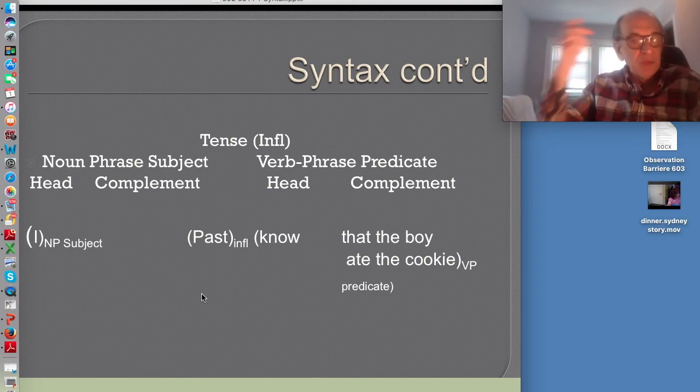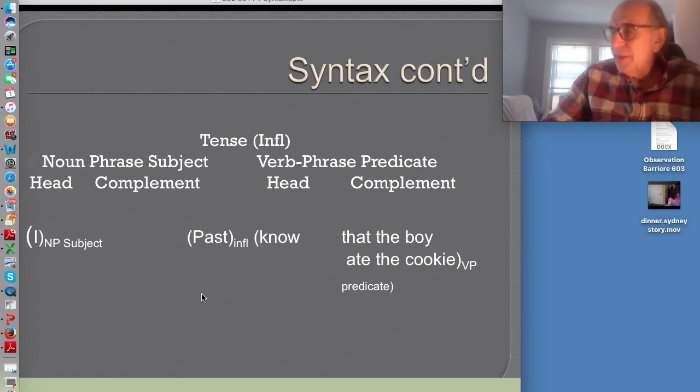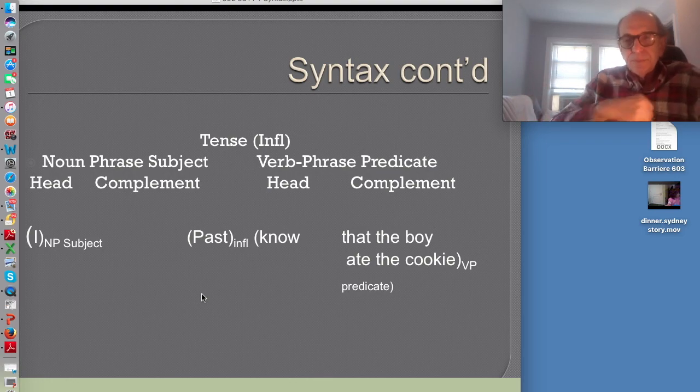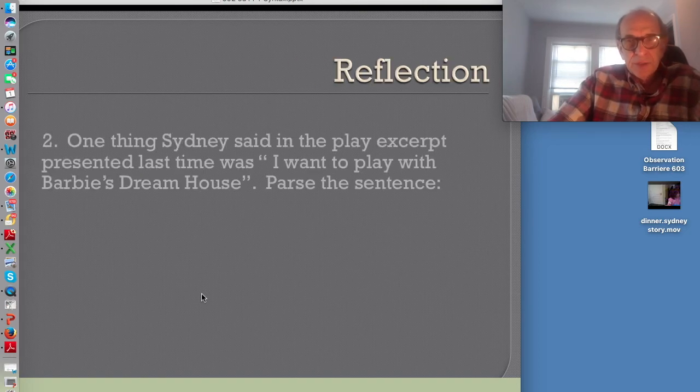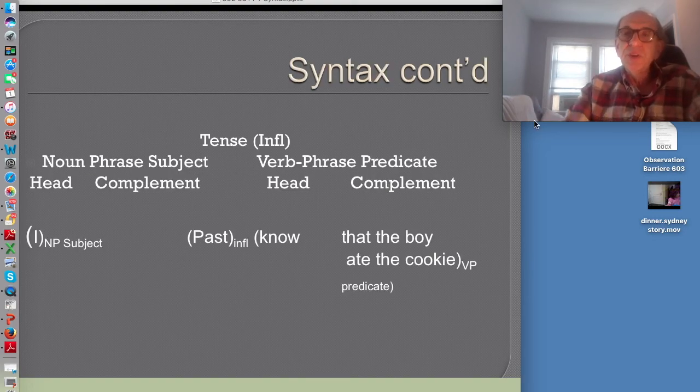Remember last week I was asking you, what kind of a thing is the boy ate the cookie? What kind of a syntax thing is that? What kind of a grammar thing is it? What category of grammar is that? And that is a full sentence complement, isn't it? It's a full sentence. In other words, a full sentence. And that is as far as I'm going to go right now in this review.